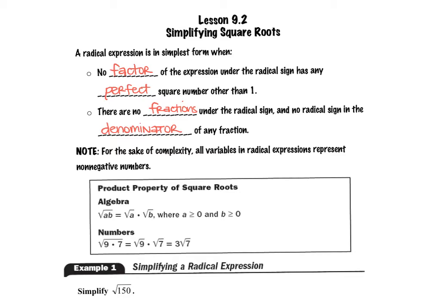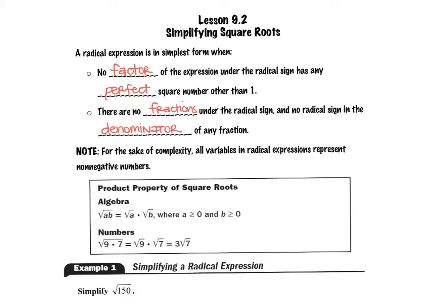All right, then notice the note here that for the sake of complexity, all variables in the radical expressions we're going to assume are going to be non-negative numbers. In other words, if it asks you for the square root of, look at that example below, AB, you're going to assume that A and B are not negative numbers, because we already talked about how we can't take the square root of a negative number, so we're going to assume that all of those variables have to be positive numbers in order for this to work.